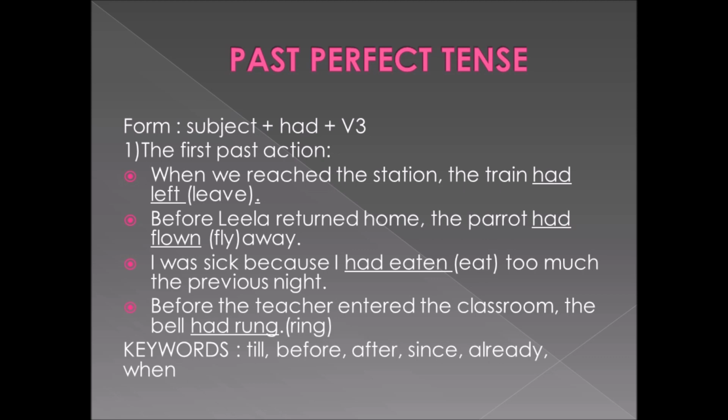For example, when we reached the station, the train had left. The first past action happening here is the leaving of the train. So you have to indicate it in past perfect tense, that is had plus V3, had left. The second sentence: before Leela returned home, the parrot had flown away. The first past action here is the flying of the parrot. So you have to use past perfect tense, had plus V3 form. That is fly, flew, flown. So you have to write had flown.